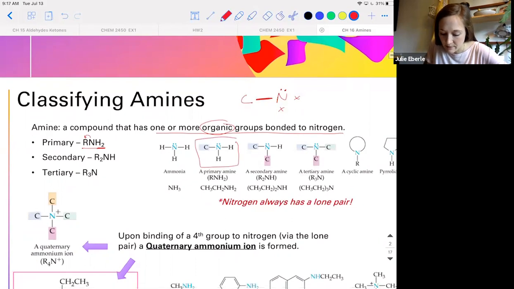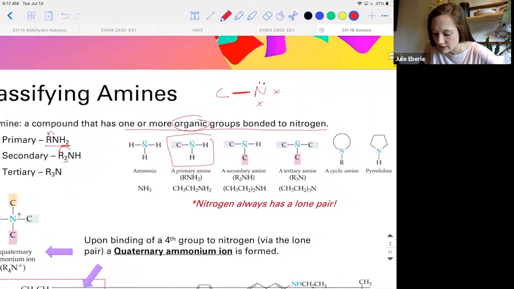A secondary amine is a nitrogen bonded to 2 carbons. So we have a subscript of 2 for the R now. And it only has 1 hydrogen. Okay, that's this picture right over here. You see the 2 carbons highlighted and then just 1 bond to hydrogen. That's a secondary amine. And you still got the lone pair.